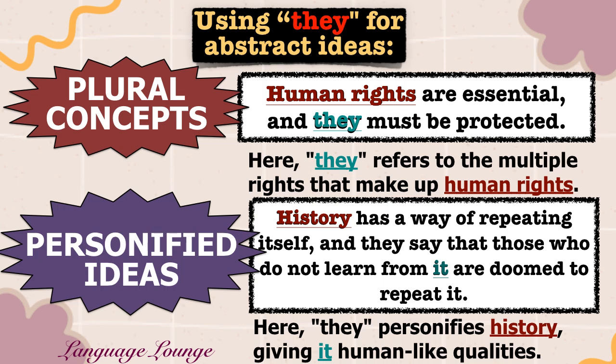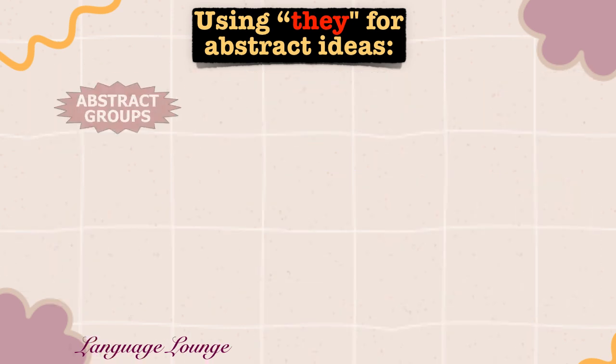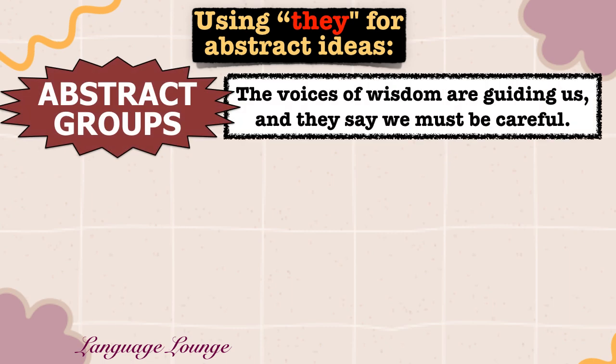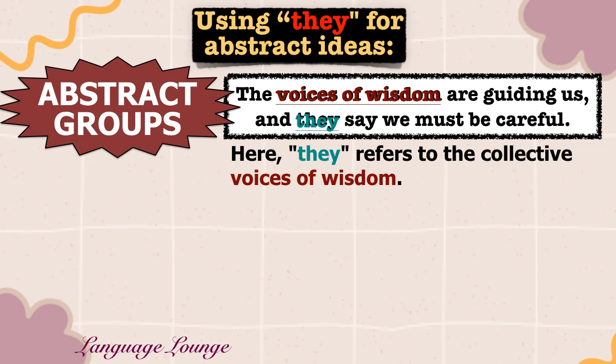So far, we have seen how it and they help us refer to emotions, ideas, concepts, theories, plural concepts, and even personified ideas. But pronouns also work with abstract groups and idiomatic expressions. Let's take a look. Abstract groups. The voices of wisdom are guiding us, and they say we must be careful. Here, they represents the collective voices of wisdom, treating them as a unified group.